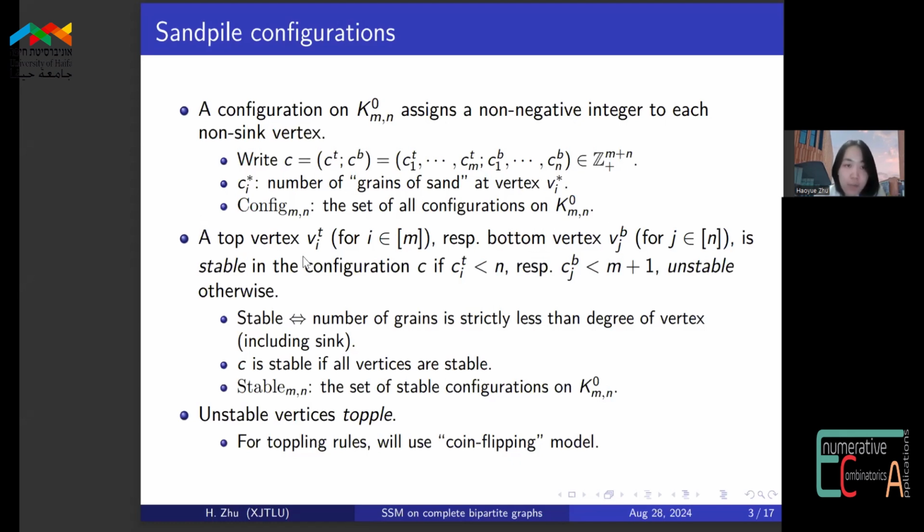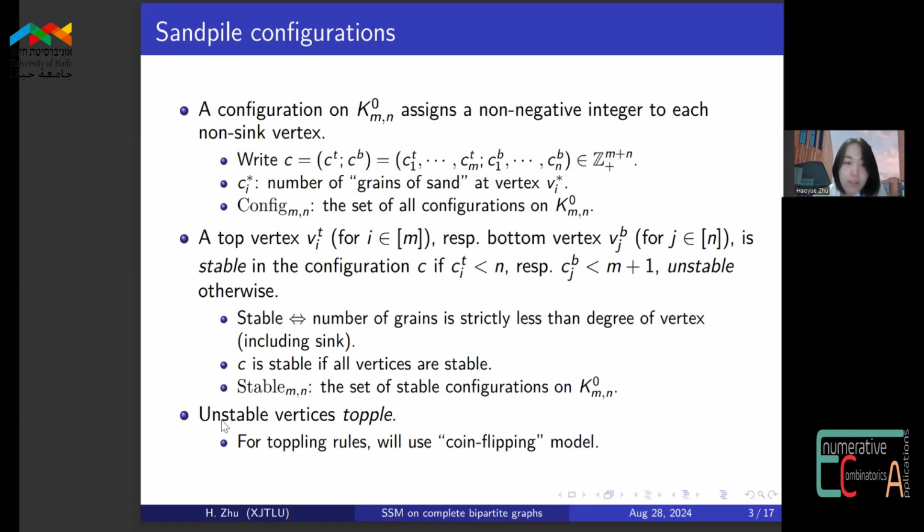The top vertex ViT is stable if CiT is less than n, and we say the bottom vertex VjB is stable if CjB is less than n plus 1. Otherwise, we call it unstable. Here, stable means the number of sand grains should be less than the degree of the vertex, also including the sink. If all vertices are stable, we call the configuration C stable, and we use this notation to denote the set of such stable configurations.